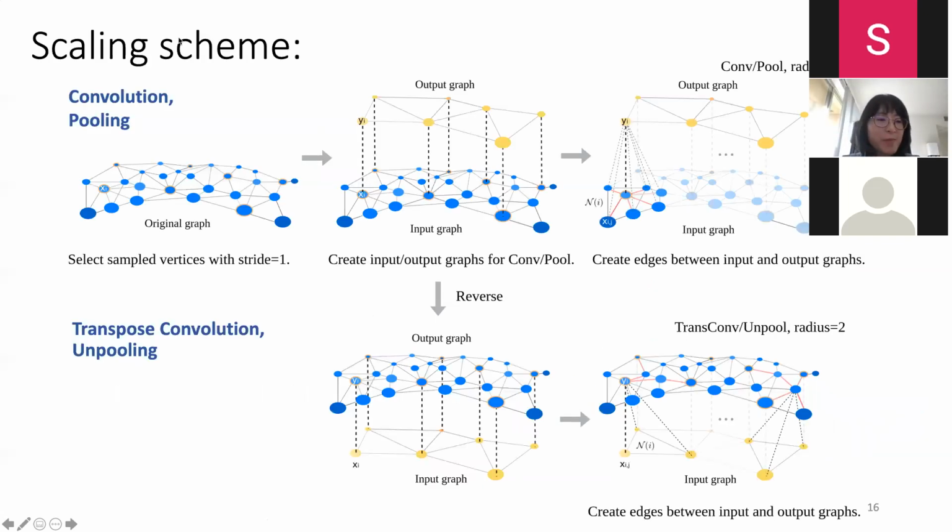And finally, about the scaling scheme, since maybe we don't have enough time here, I will skip the details.